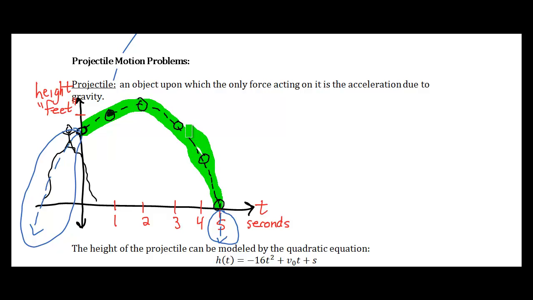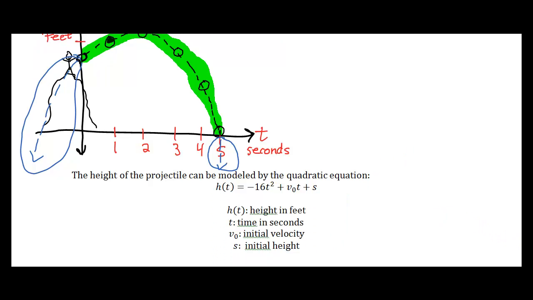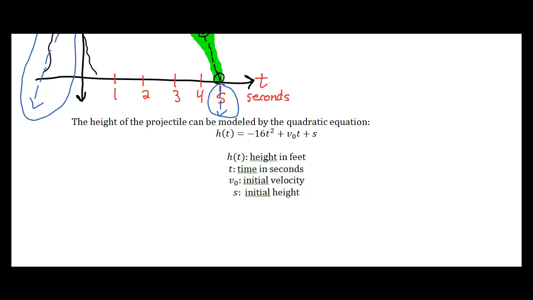The actual quadratic equation that models this, and I do want to make sure you're aware that we're not considering any wind speed or any resistance besides it just being in the air and just going back down. But the quadratic equation that models the height of any projectile is this quadratic equation here. H of t equals negative 16t squared plus v naught t plus s.